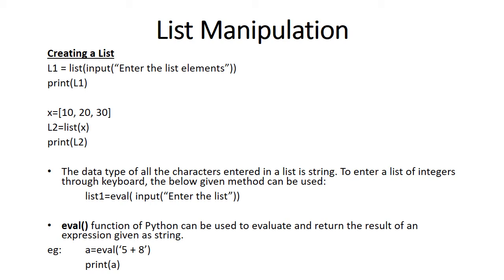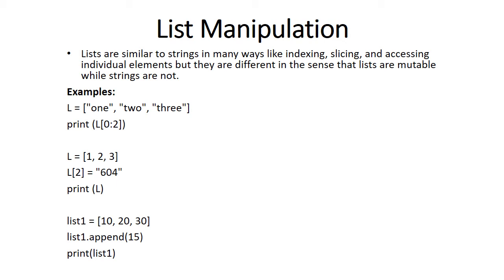This eval function can also be used to evaluate and return the result of an expression given as a string. Example is also given below. A is equal to eval of 5 plus 8. Print A. You can predict the result. Lists are similar to strings in many ways, like indexing, slicing, and accessing individual elements. But they are different in the sense that lists are mutable while strings are not.